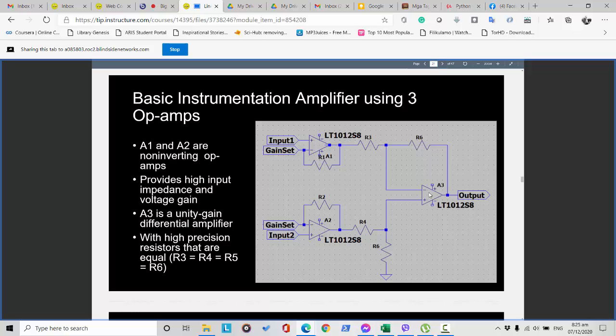So basically, I'm just explaining how this circuit works, because I made a mistake here for R5, but actually R6 is equivalent. All of these resistors are equal for this particular basic instrumentation amplifier. Okay, basically that is an example of an amplifier.